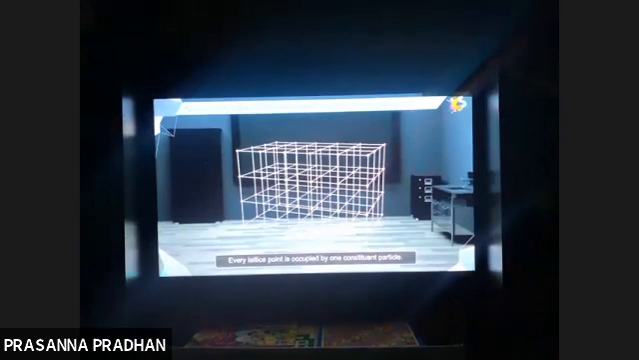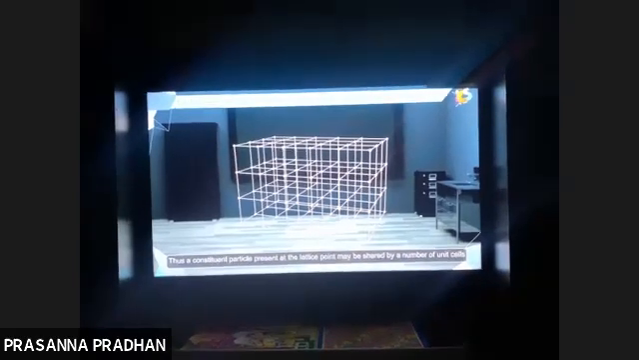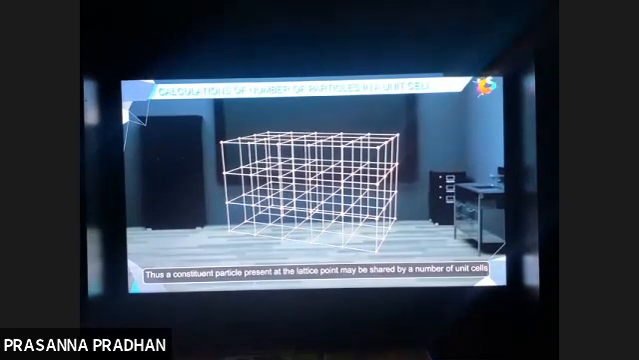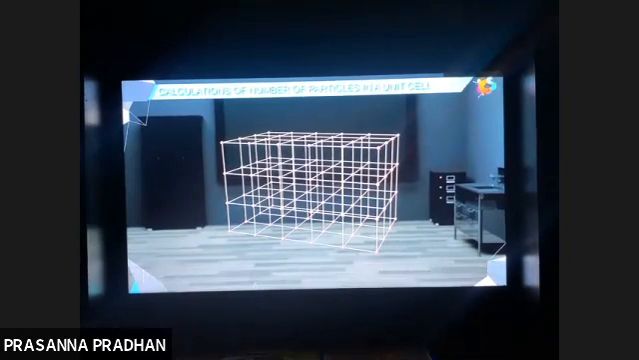In a unit cell, every lattice point is occupied by one constituent particle. Thus, a constituent particle present at the lattice point may be shared by a number of unit cells. Let us now understand the contribution of a particle in a lattice point to its unit cell.